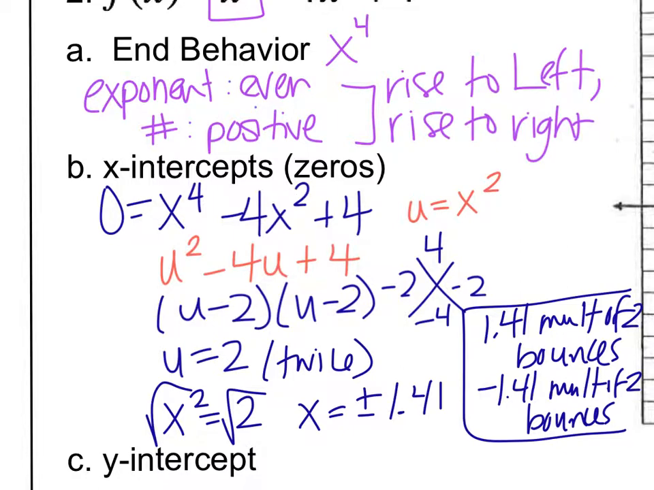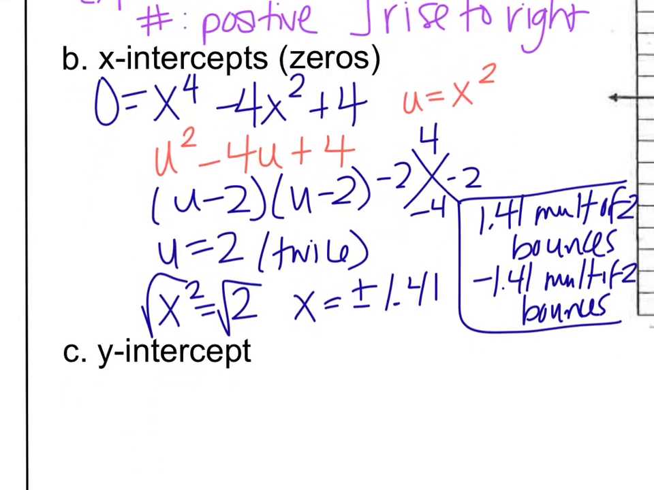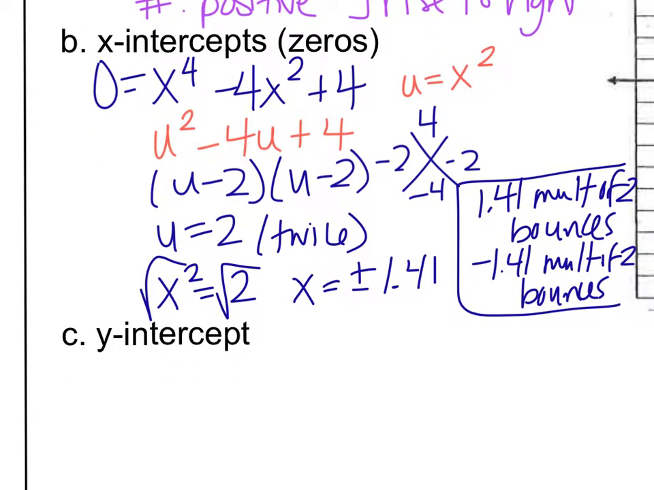Alright, next step is the y-intercept. To find the y-intercept, we're going to plug 0 in for all the x's. So it's going to be 0 to the 4th minus 4 times 0 squared plus 4, which is really just 4.